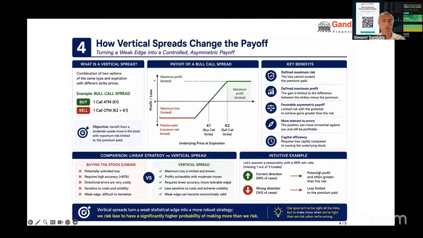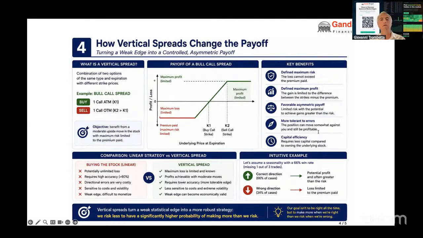So, for instance, suppose our seasonality works 66% of the time, just as an example. Being wrong one trade out of three is no longer catastrophic for us. Losses are capped while gains remain attractive. This dramatically improves the robustness of the strategy.